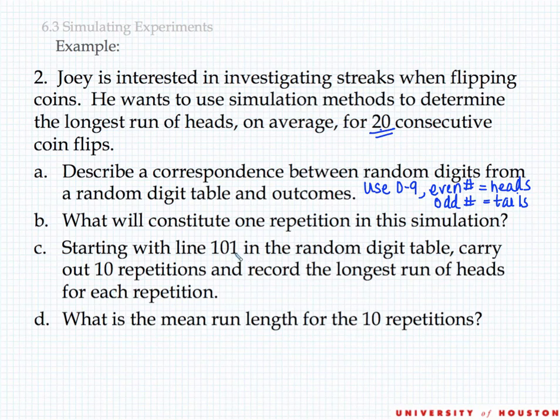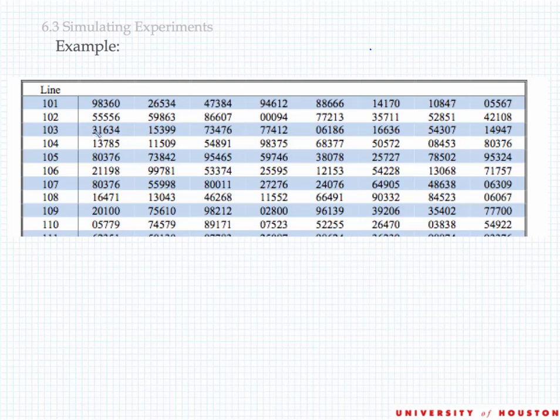So let's start with line 101 and carry out 10 repetitions and record the longest run of heads for that repetition. So that means we're going to do 10 of these 20 coin flips, and then we'll find the mean length for those 10. So we want to start at line 101, and we said that the even numbers represent heads and the odd numbers represent tails. So we're looking at single digits.